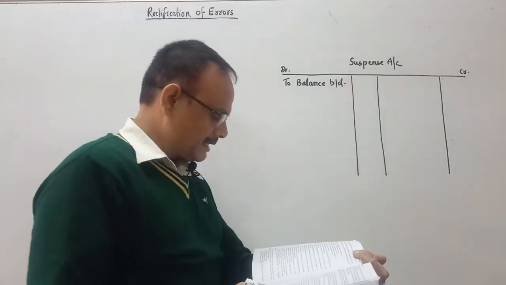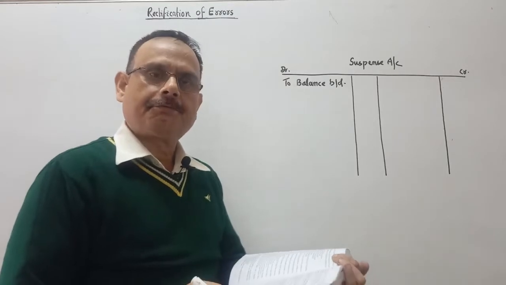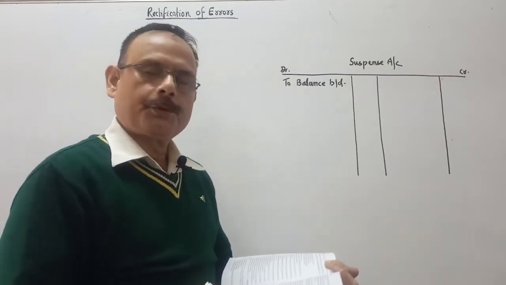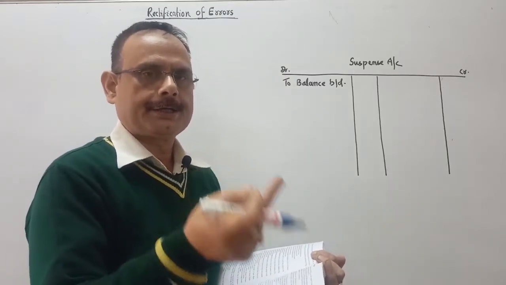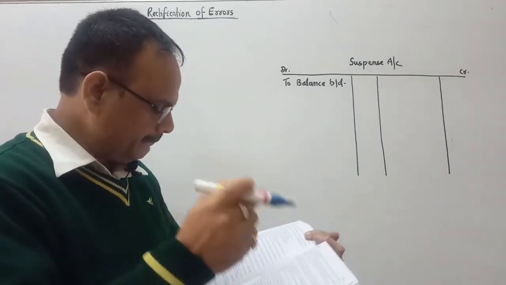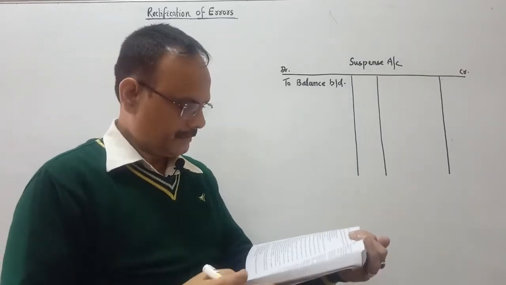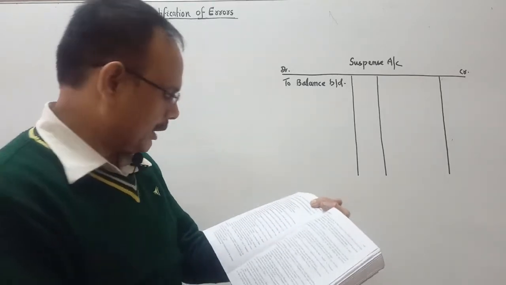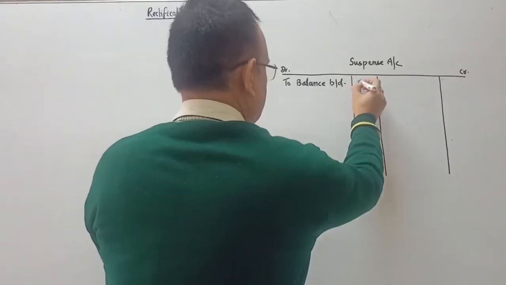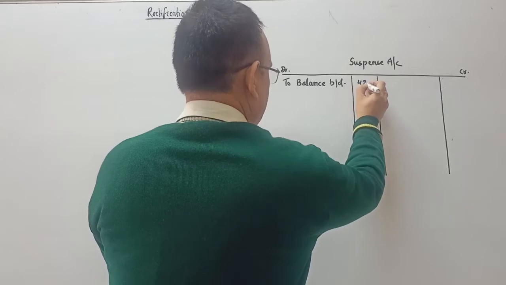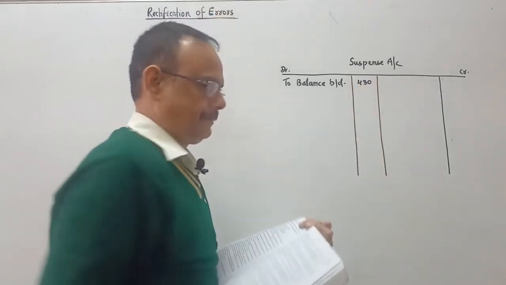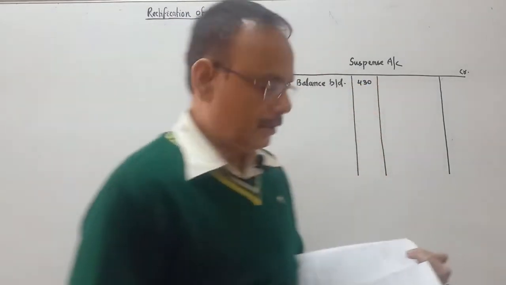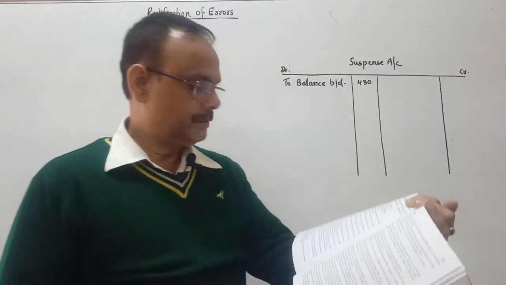In this question it has been given that there was a difference of rupees 430 in a trial balance. It was placed on the debit side of a suspense account. So suspense account has a debit balance of rupees 430. Is it clear?